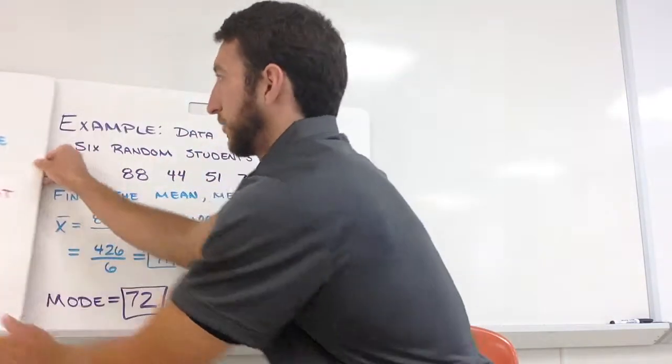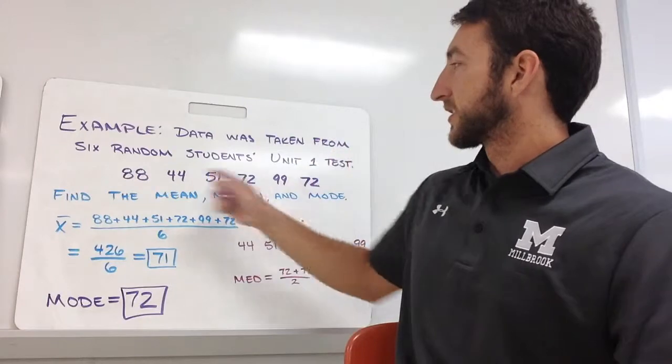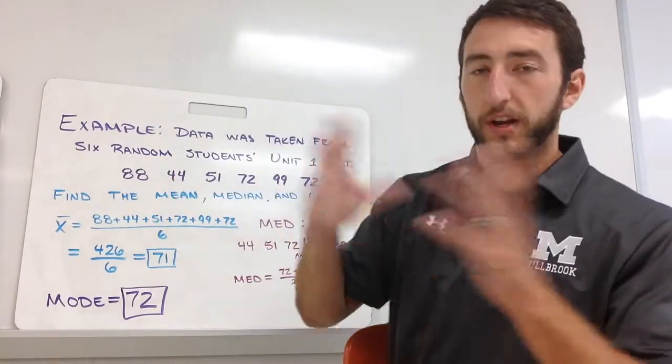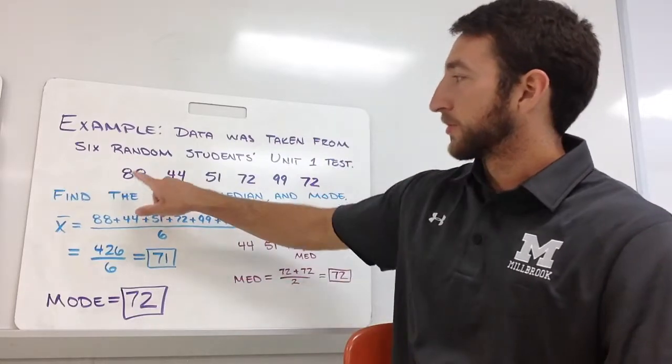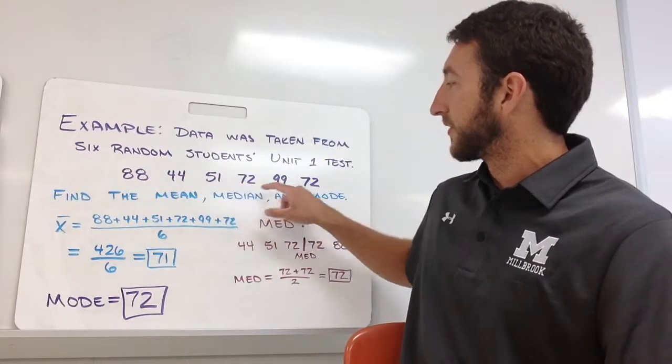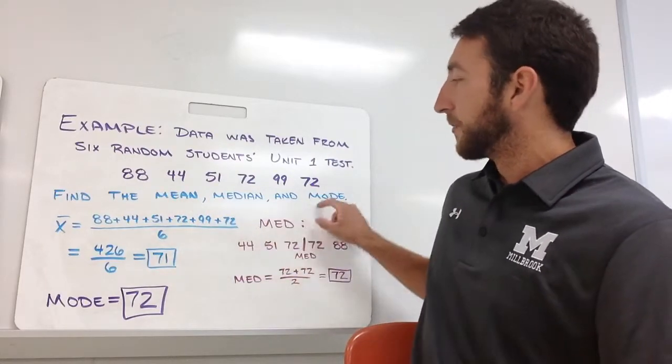So let's do a real quick example. All right, so what we're going to do is we're going to take 6 test grades from random students in this Math 1 class. So somebody made 88, we got a 44, 51, 72, 99, 72. So what we want to do is find the mean, the median, and the mode.